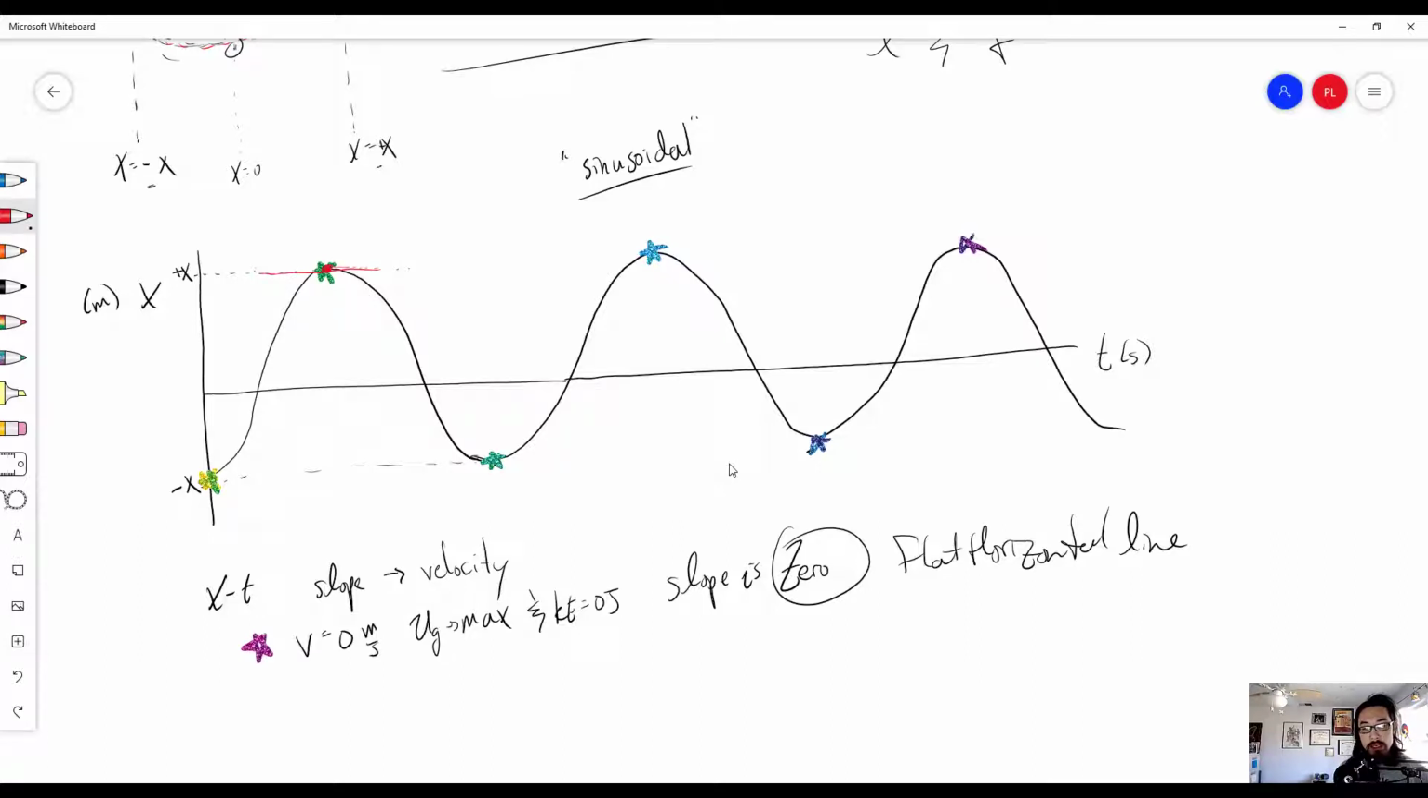And then we could repeat this for every single part. So this is a slope of 0. Oops, that should be a little bit more flat. This, of course, is a slope of 0. Okay, and because at those points, your velocity is 0. It's always going to come back to this idea of velocity.